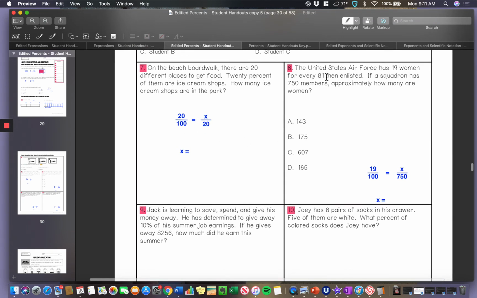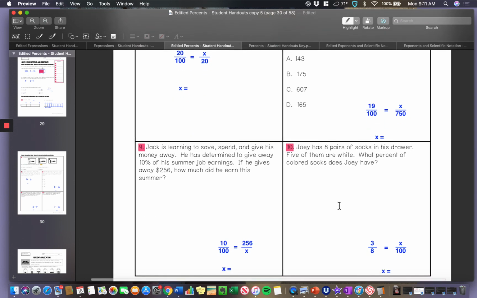For number 8, it says the United States Air Force has 19 women for every 18 men enlisted. If a squadron has 750 members, approximately how many are women? So again, you're going to be cross multiplying and dividing.